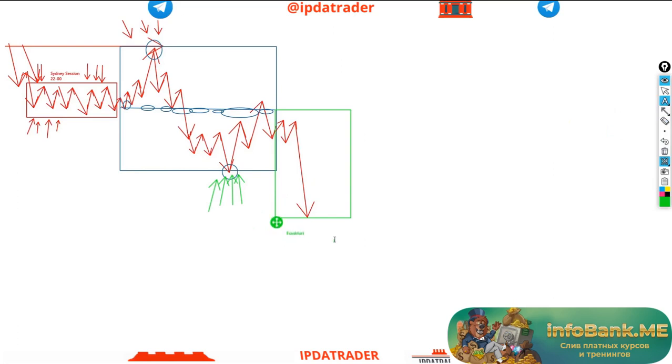But most of the time, let me actually write it down. Say Frankfurt. The goal of Frankfurt is actually to liquidate one side of Asia. Nothing more, nothing less. All you need to be aware of when you're trading Frankfurt is that you actually want to get a move into the liquidation of one of both sides.